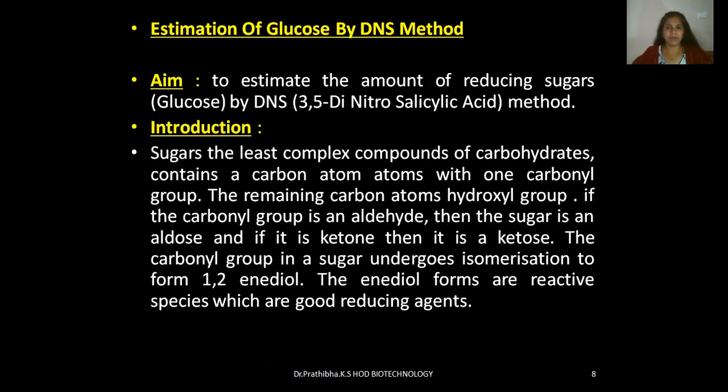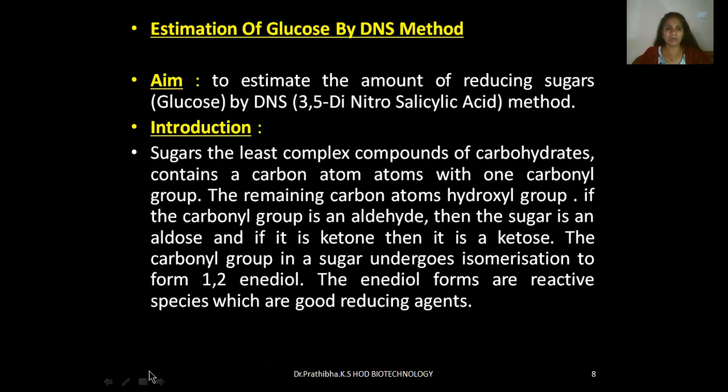Aim of the experiment: to estimate the amount of reducing sugars, that is glucose, by DNS method, that is 3,5-dinitrosalicylic acid method. DNS stands for dinitrosalicylic acid. Now let us go to the introduction part.